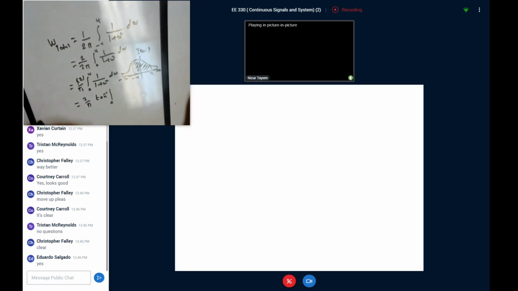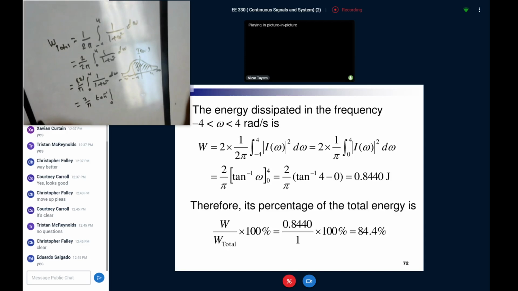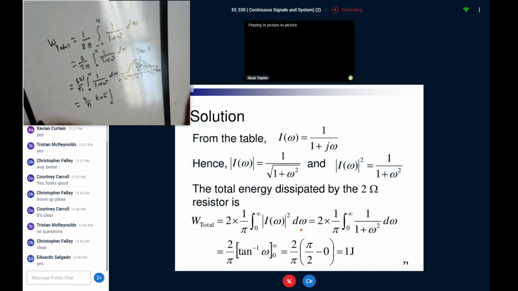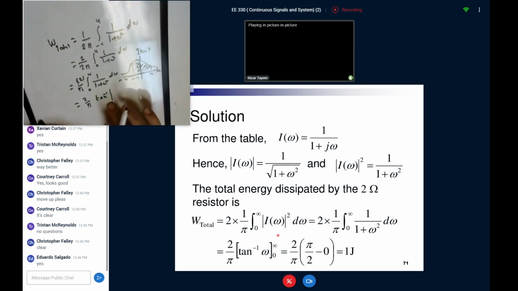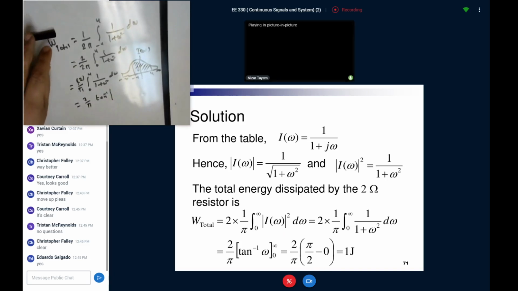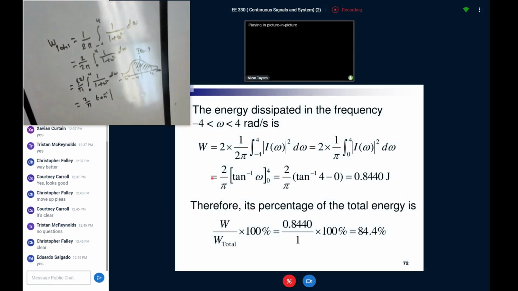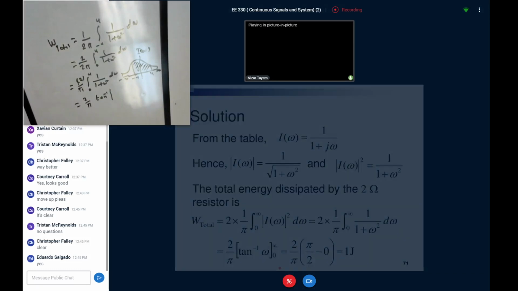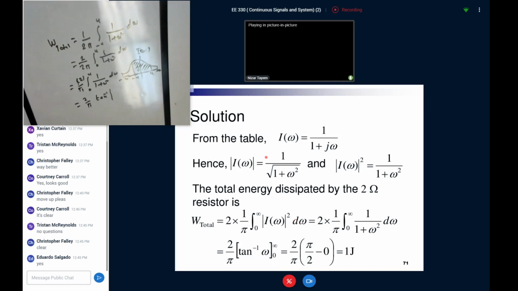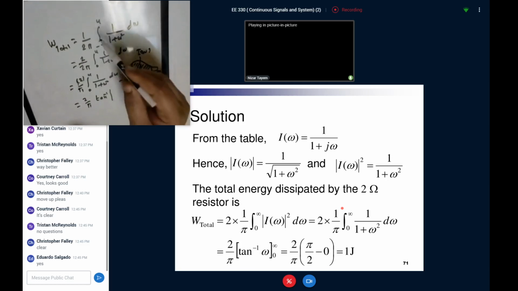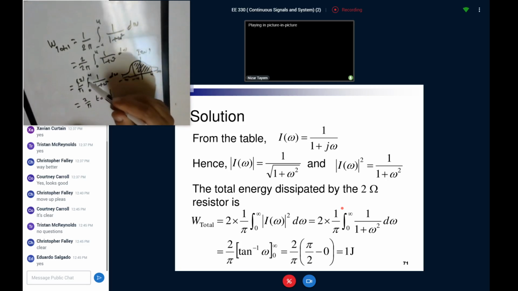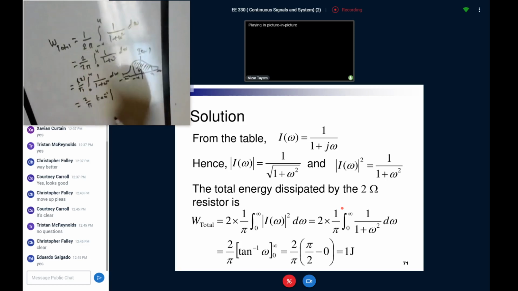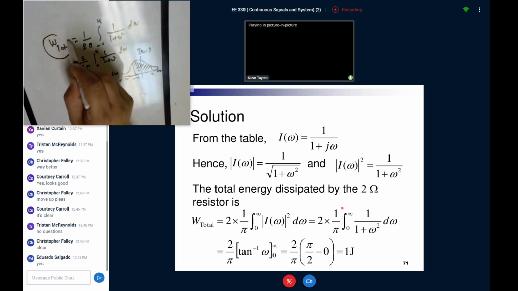Okay, let's see. This is fine. So this should be from where to where? I think here, let's go back. First we need to find the total energy, from minus infinity to infinity, and then we need to find out the energy within this region from minus 4 to 4. Because if we look at the equations here, we don't know what W total is, so we need to find out W total.